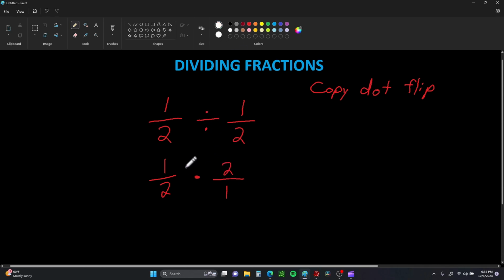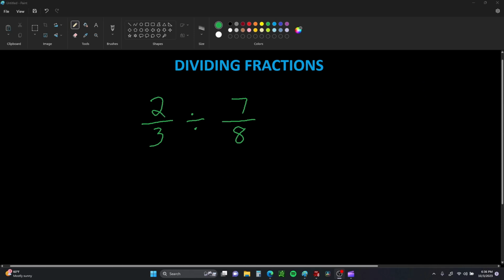When I do that, I have turned this division problem into a multiplication problem. And for multiplication, you just multiply straight across on the top. 1 times 2 is 2. And then on the bottom, you have 2 times 1 is 2. And 2 over 2 simplifies to just be the number 1, which makes perfect sense because 1/2 fits inside 1/2 exactly one time. Let's take a look at a couple more examples.